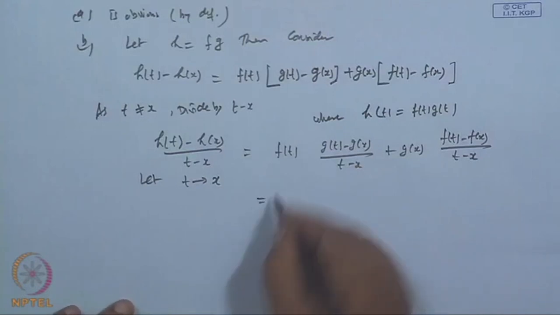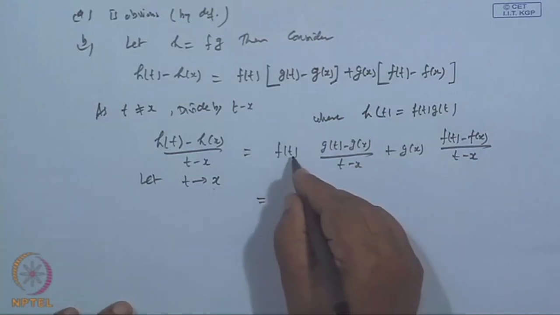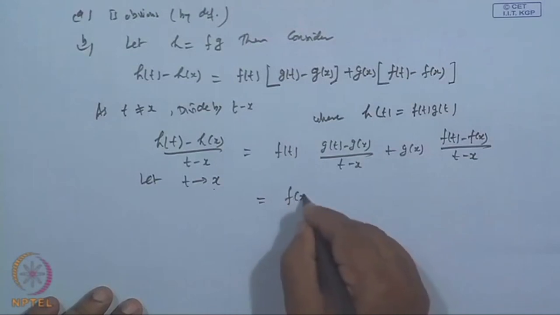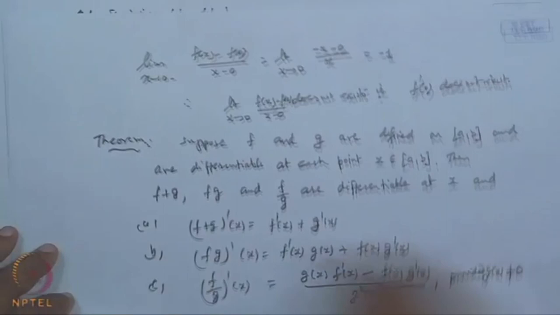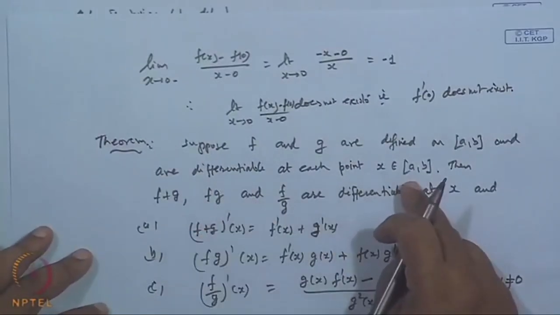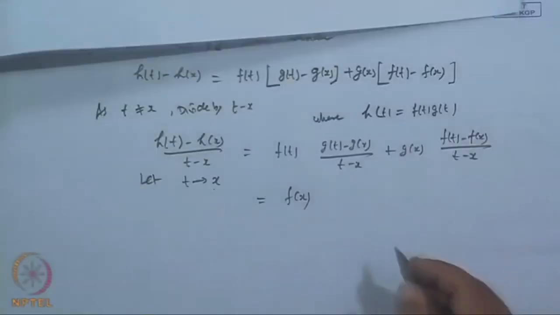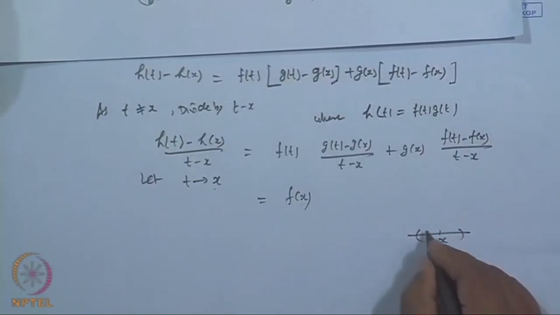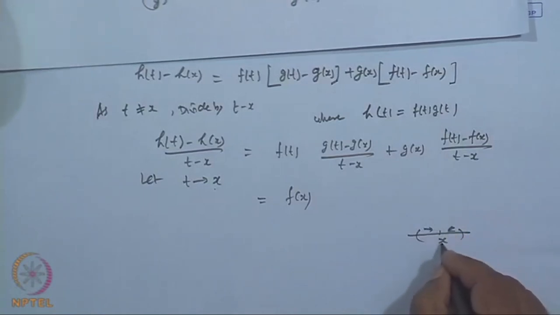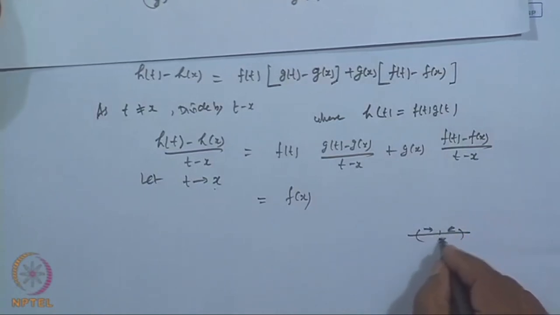The right hand side, when t tends to x, f(t) will go to f(x), because f is given to be a differentiable function. So, it must be continuous at the point x. When you take t, x is here, and this is the interval. So, either t is on this side or on this side, the function is continuous. So, the limit of f(t) will be f(x).